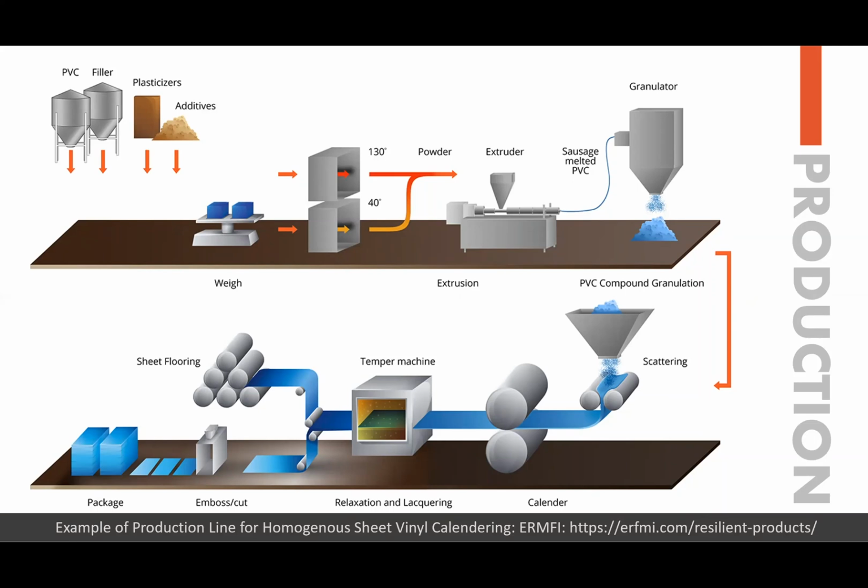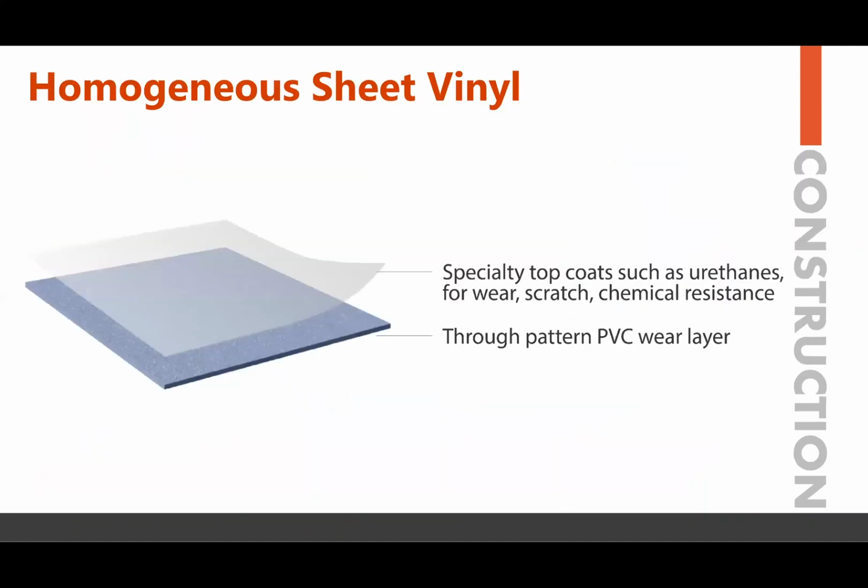Some of these diagrams have come from IRFME, which is the European version of the Resilient Floor Covering Institute, and they have production diagrams that we utilize as a basis for these diagrams. Therefore, we kept the same consistent nomenclature of lacquering throughout, but urethane and wear layer are two other terms that are utilized for this. It's a through pattern PVC wear layer that is part of the sheet itself, and then it has specialty top coats.